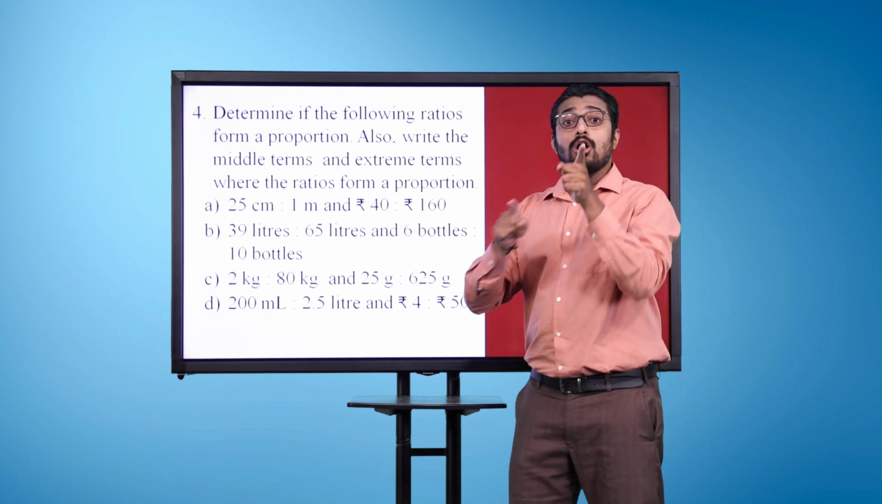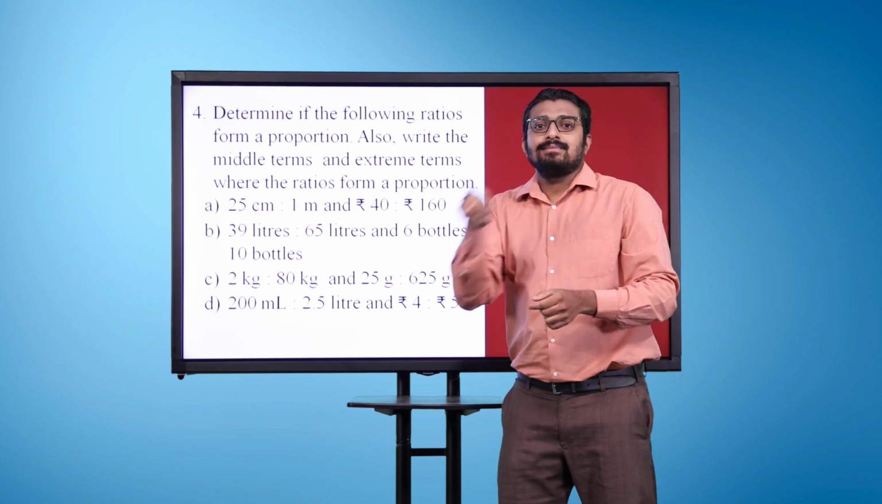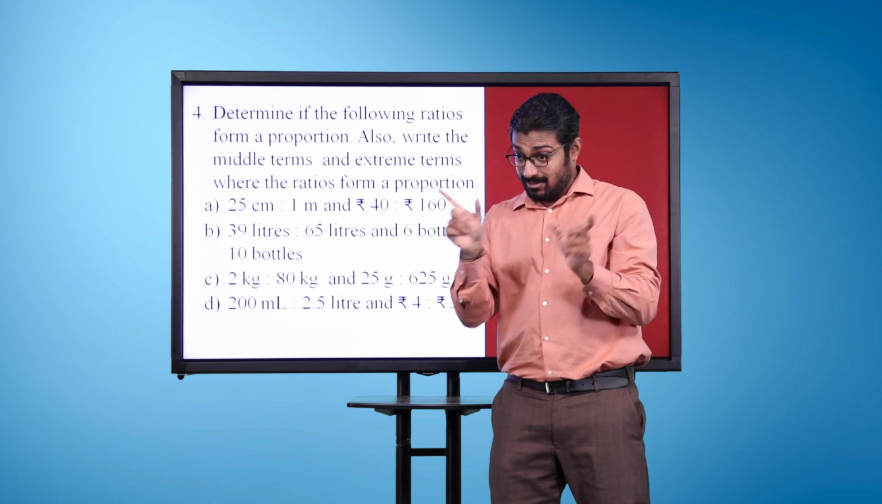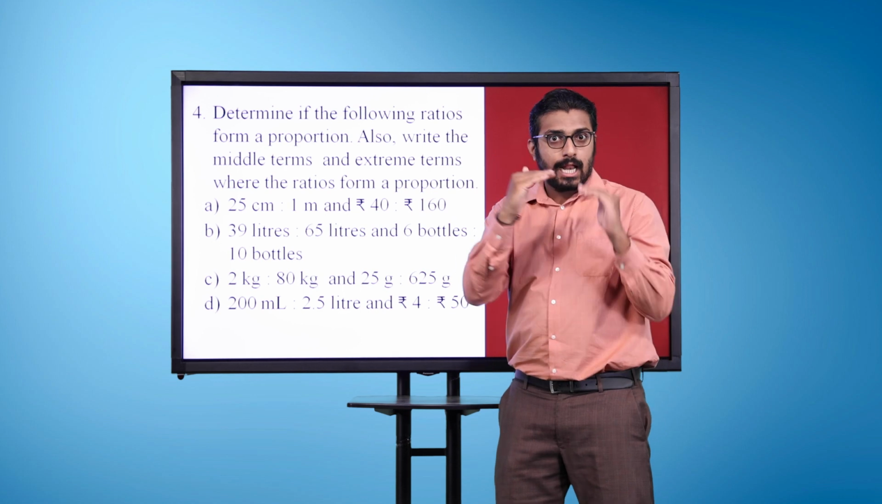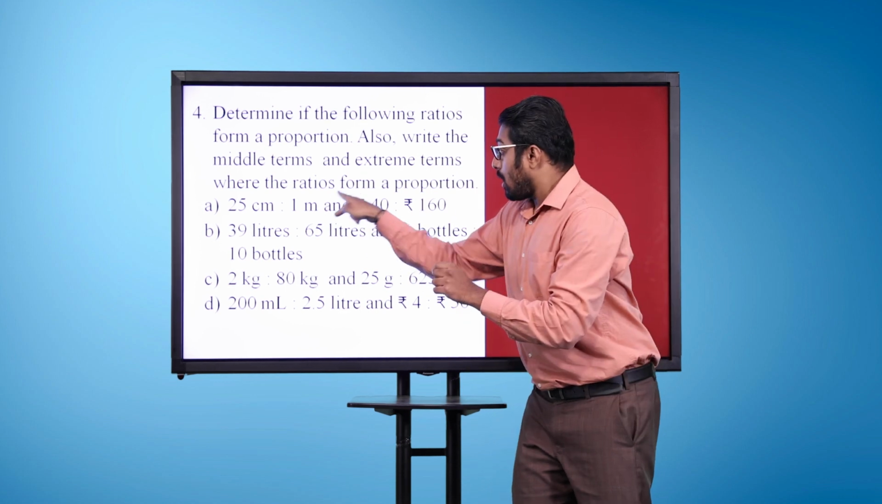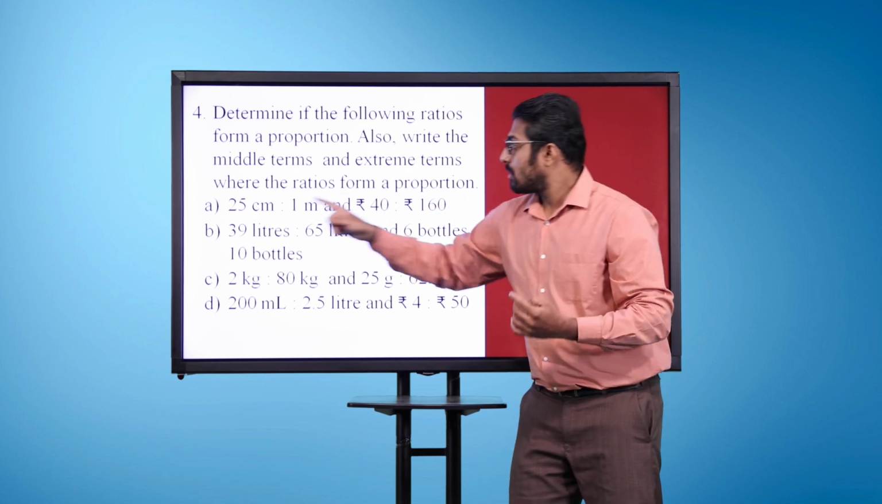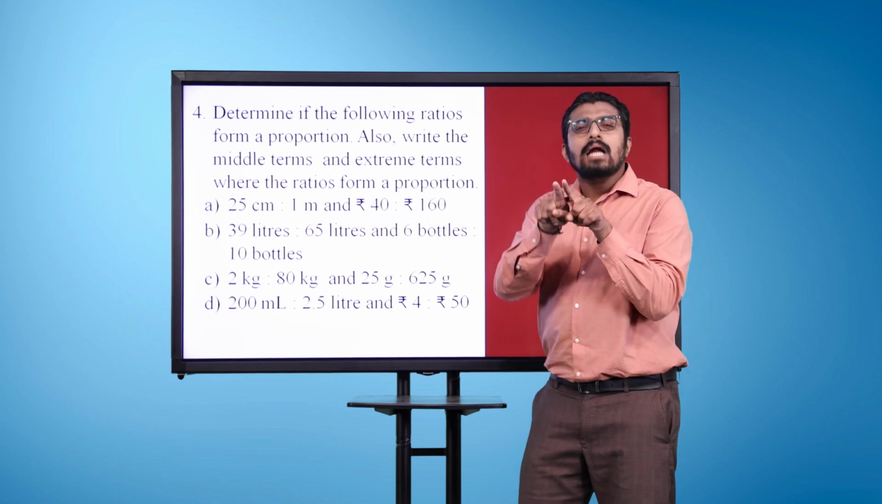B. 39 liters is to 65 liters and 6 bottles is to 10 bottles. C. 2 kilograms is to 80 kilograms and 25 grams is to 625 grams. D. 200 milliliters is to 2.5 liters and 4 rupees is to 50 rupees.